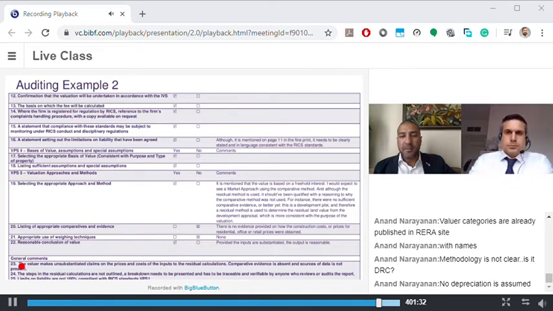So again, the biggest comment is the valuer makes unsubstantiated claims on the prices and costs of the inputs to the residual calculation. Comparative evidence is absent and sources of data are not present. The steps in the residual calculation are not outlined. A breakdown needs to be presented that has to be traceable and verifiable by anyone who reviews the report, and limits of liability are missing. I think these are the 3 comments that are missing from his report. Beyond that, it's pretty compliant.